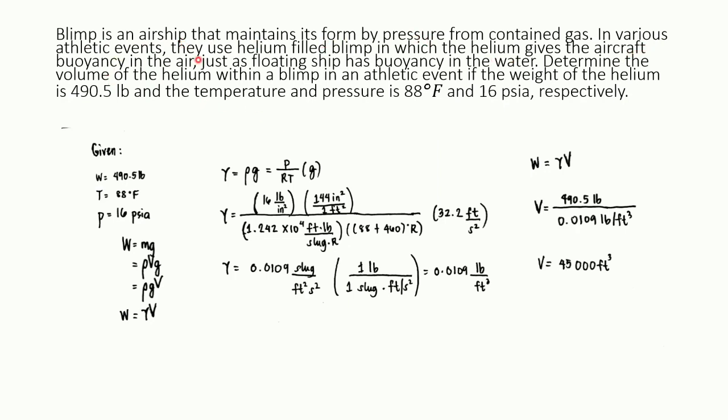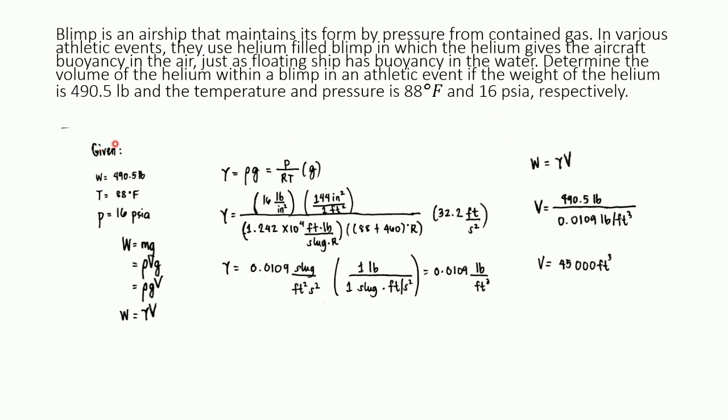In various athletic events, they use a helium-filled blimp in which the helium gives the aircraft buoyancy in the air, just as a floating ship has buoyancy in the water. Determine the volume of the helium within a blimp in an athletic event if the weight of the helium is 490.5 pounds and the temperature and pressure are 88 degrees Fahrenheit and 16 pounds per square inch respectively.